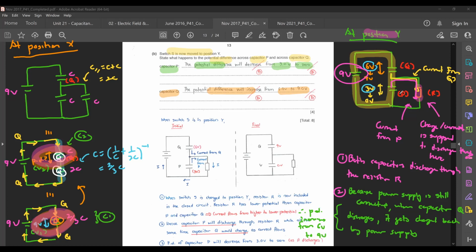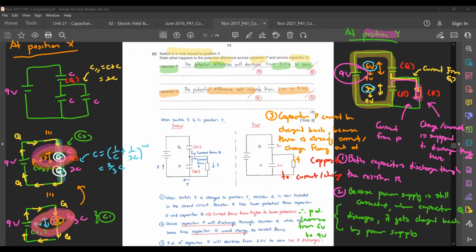But what about capacitor P here? Because I say to you that capacitor Q is being charged back as it's discharging, how about capacitor P here? Now, capacitor P here cannot be charged back because of this reason. Capacitor P cannot be charged back because there is already current or charge flowing out of it, opposite to current or charge from the power supply.